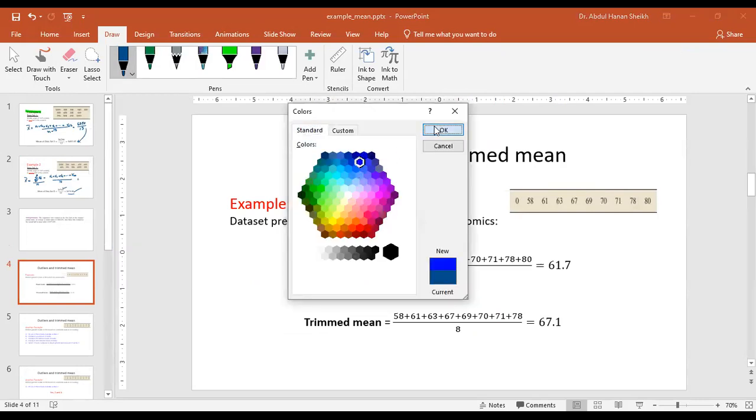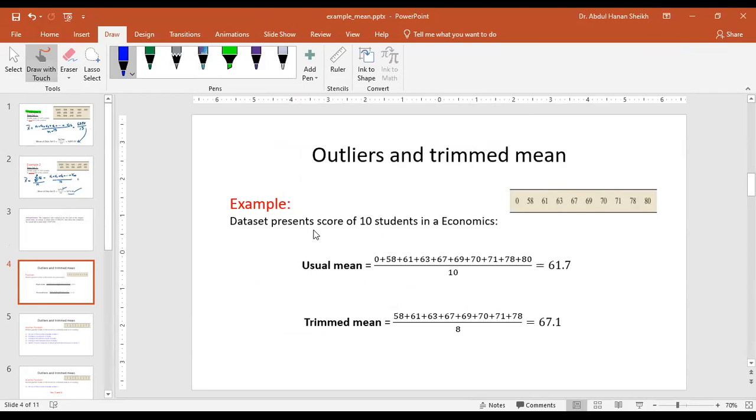Okay, so just have a look at how we can deal with these outliers. For example, 10 values are given. These are the scores, marks obtained by students in an economics course. Let's say one student got 0, and the highest marks are, let's say, 80. So if you compute just the usual mean, the normal mean, it will be 0 plus all these divided by 10, and this is your usual mean, 61, the average of the students.